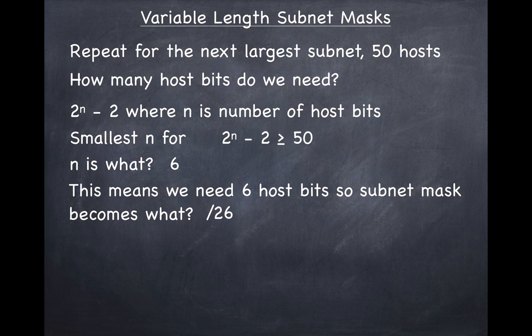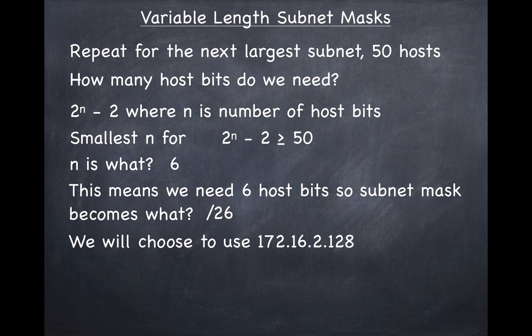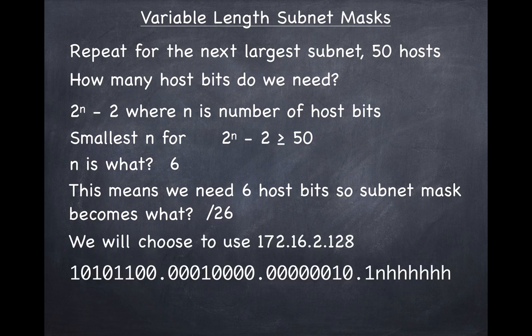And we use the next network. The last network ended at 2.127. So the next IP we have is 2.128. And basically what we would have is a situation like this. We gain a network bit because we went from a /25 to a /26.